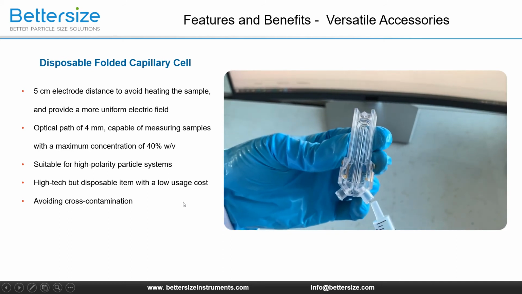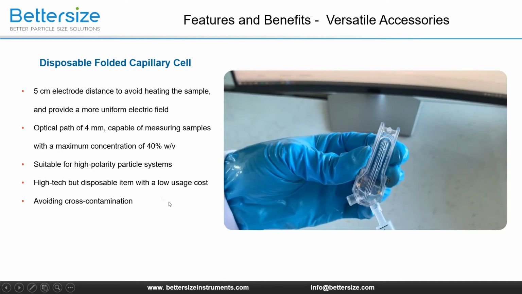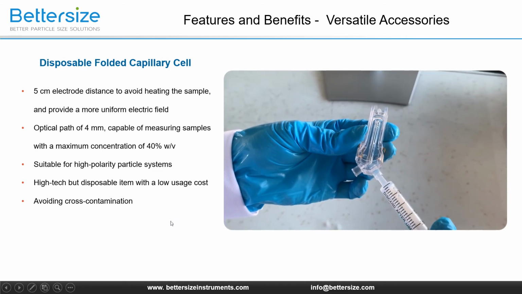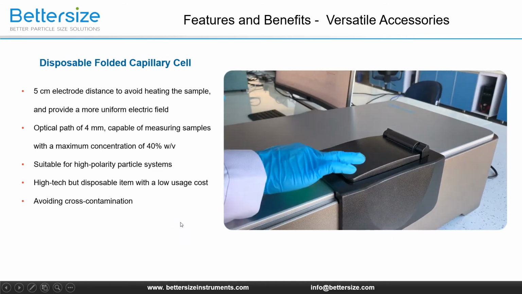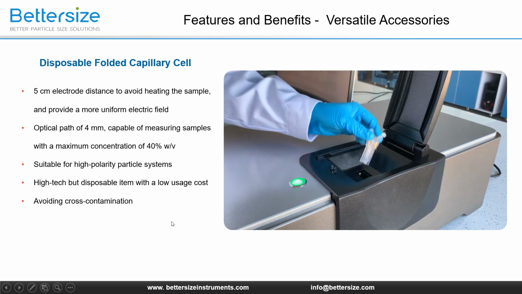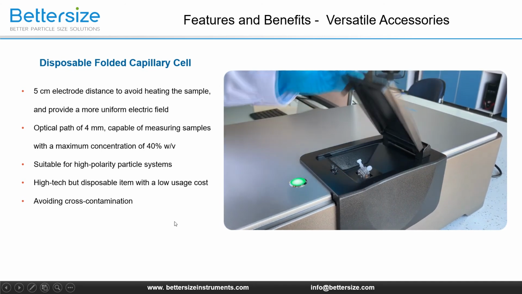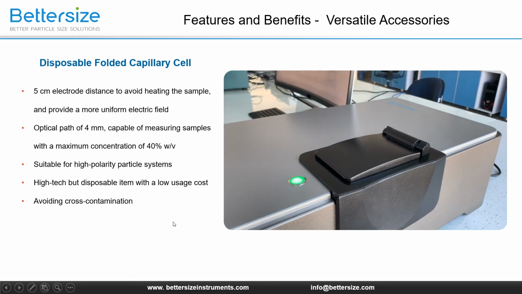It's easy to use. When we are performing a measurement, slowly add the sample from a syringe or dropper into the folded cell. The amount of sample should just immerse the electrodes, and then insert the cell into the sample holder for zeta potential test.